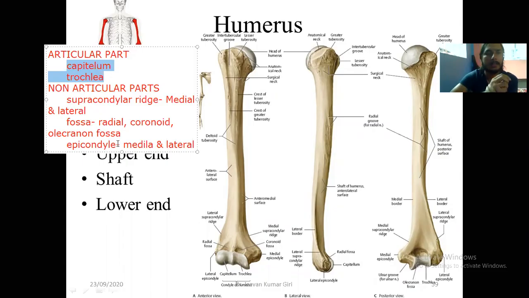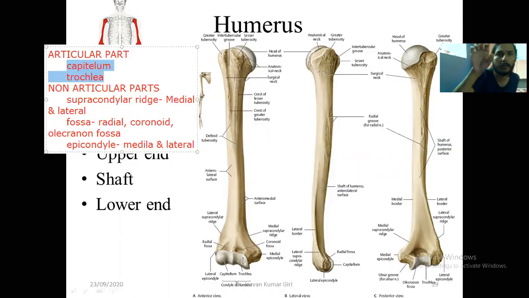Now let's go for the articular part. Can you see this smooth part here? This smooth part is the articular part and it helps in formation of the elbow joint. In the smooth articular part you will find two features. Can you see this round head-like structure? That is the capitulum. And can you see this pulley-like structure? You have seen a pulley, isn't it? It's a simple machine.